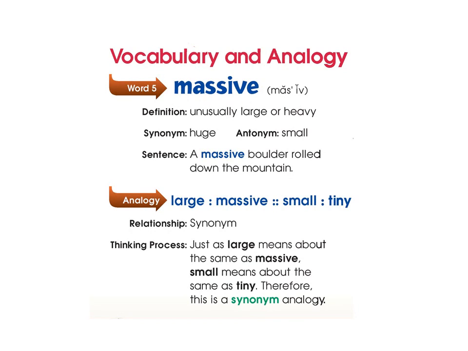Analogy. Large is to massive as small is to tiny. Relationship, synonym. Thinking process. Just as large means about the same as massive, small means about the same as tiny. Therefore, this is a synonym analogy.